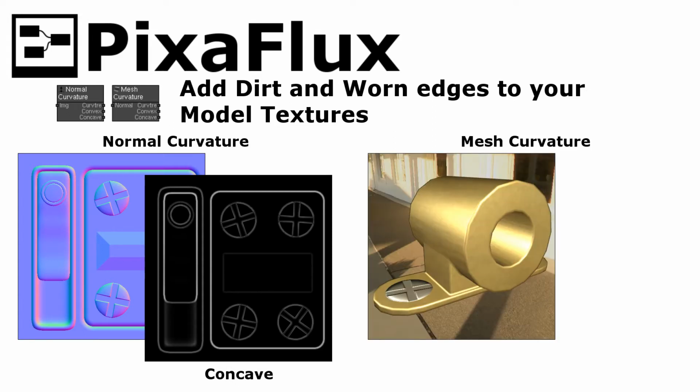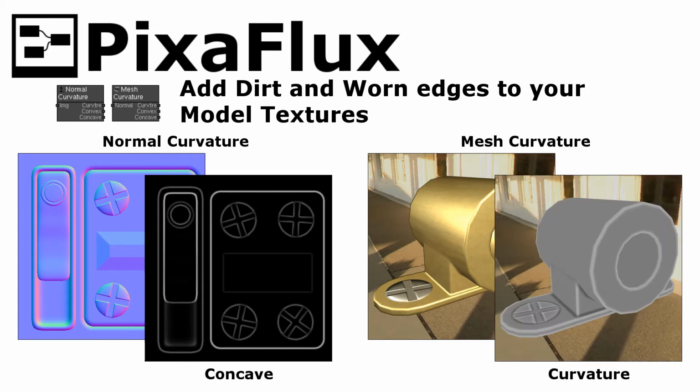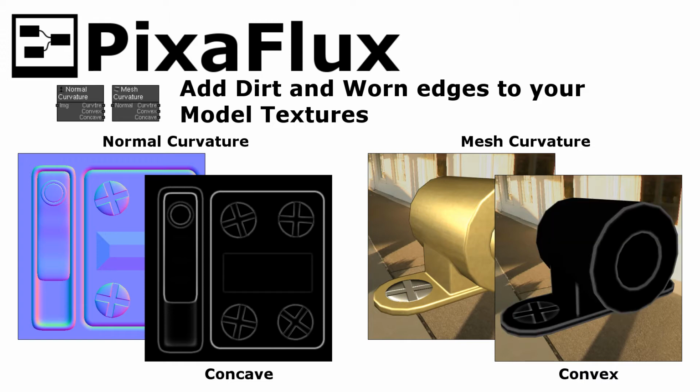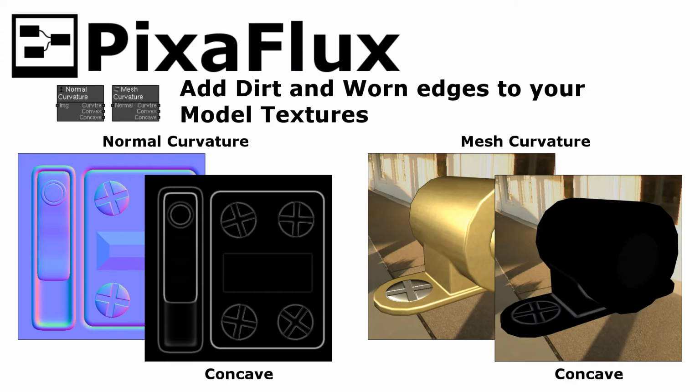The Mesh Curvature node takes as input the mesh in the scene, and a normal image, and finds the average curvature between the normals around each pixel. The Mesh Curvature node has three outputs: Curvature, Convex, and Concave.